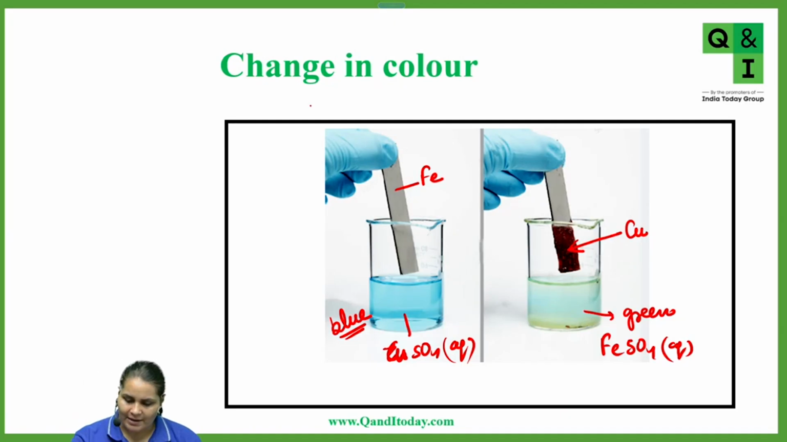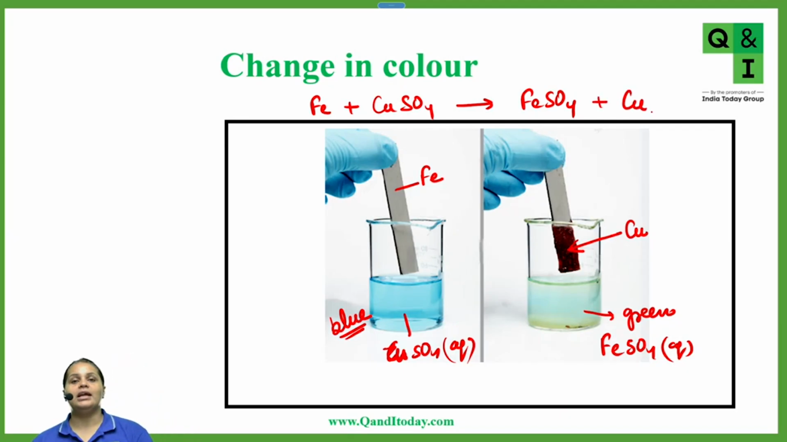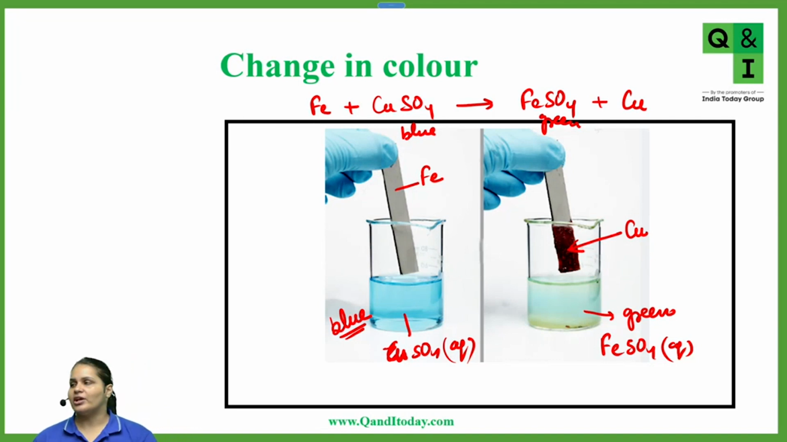So basically what is happening? We took iron and dipped it in copper sulfate solution. After that, iron sulfate, meaning ferrous sulfate, is formed with copper getting deposited on the iron nail. So copper sulfate solution was blue in color, whereas ferrous sulfate solution is green in color. This is one of the examples where you see change in color. I hope you are writing down all these examples.